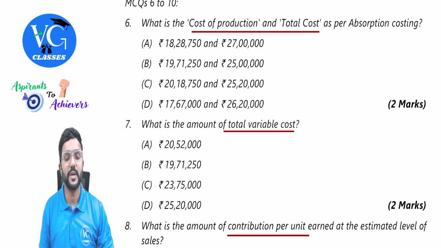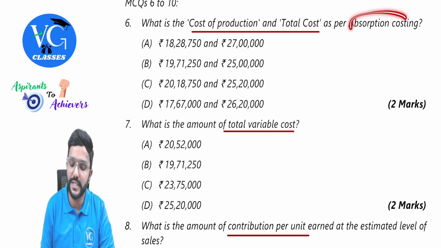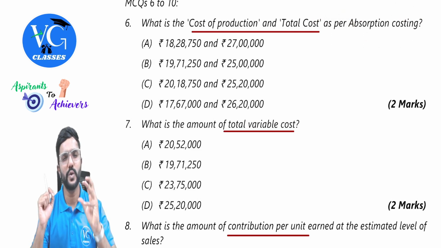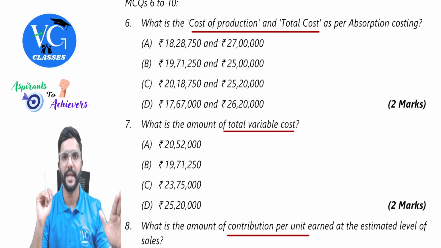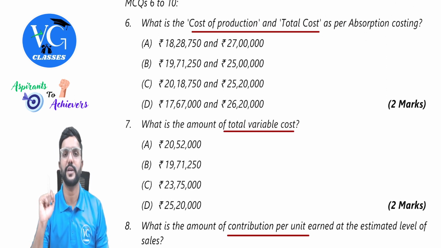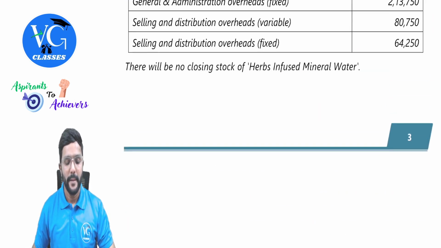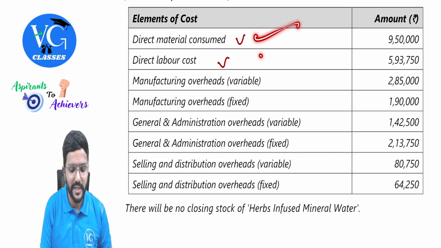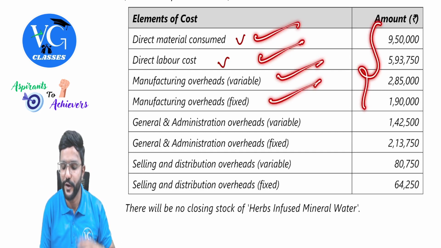First one is, what is the cost of production and total cost as per absorption costing? Important, guys. As per absorption costing system, we are supposed to take total manufacturing cost as the cost of production. Whether it is variable or fixed, we don't care. Because under absorption costing, we don't give the breakup of variable and fixed. Manufacturing cost is a manufacturing cost, take it as cost of production. So what all should we take? Direct material consumed, you just calculate in the calculator itself. So this plus this plus this plus this, that's all, guys. First 4 items, you need to just add it. This will give you cost of production.